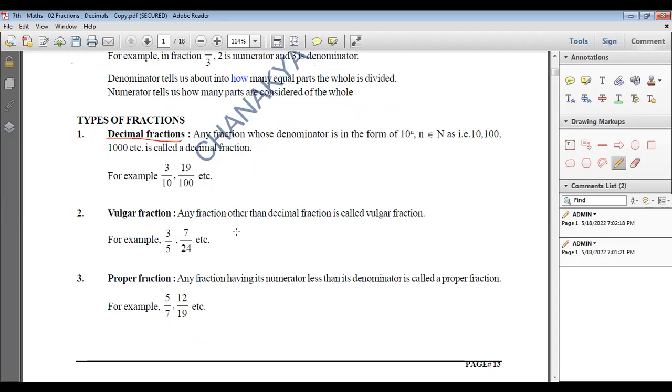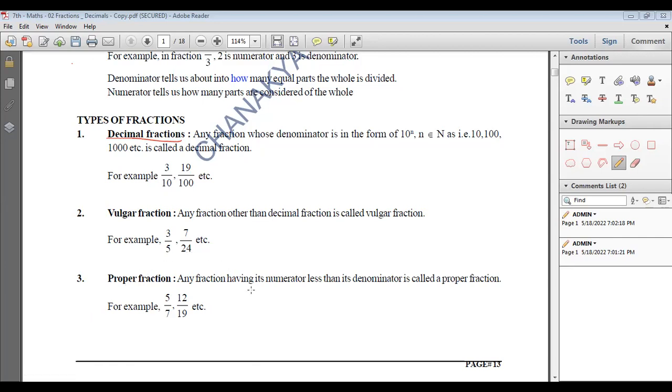Next, vulgar fractions. Any fraction other than a decimal fraction is called a vulgar fraction. This is the part I did not give that day, children. This is also one important part. Other than denominators like 10, 100, 1,000, 10,000, such fractions we call vulgar fractions.